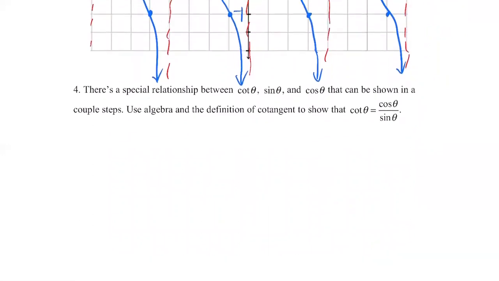Now, there's a special relationship between the cotangent of theta, the sine of theta, and the cosine of theta that can be shown in a couple steps. This is rather like proving those angle identities that we looked at in problems 16, 17, and 18. I want you to use algebra and the definition of cotangent to show that the cotangent of theta is equal to cosine of theta over sine of theta. And if you feel that you could do this on your own, give it a shot before you see me do it.